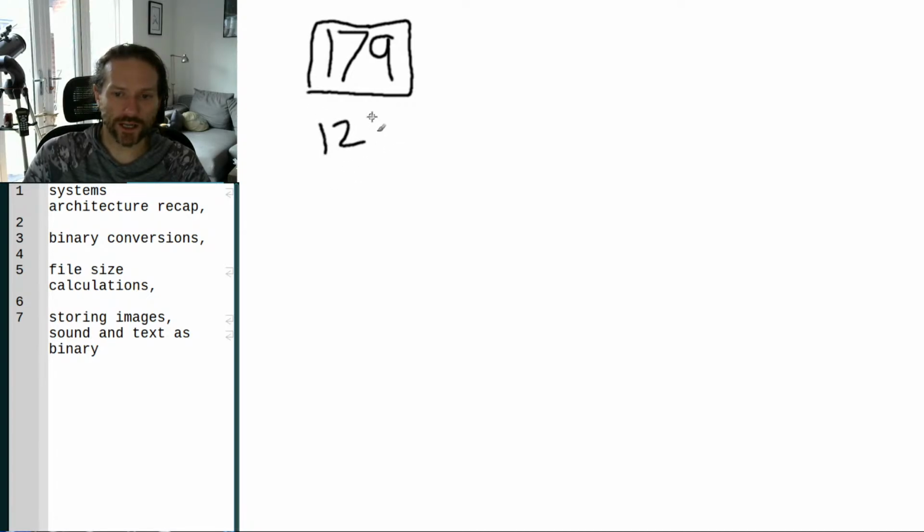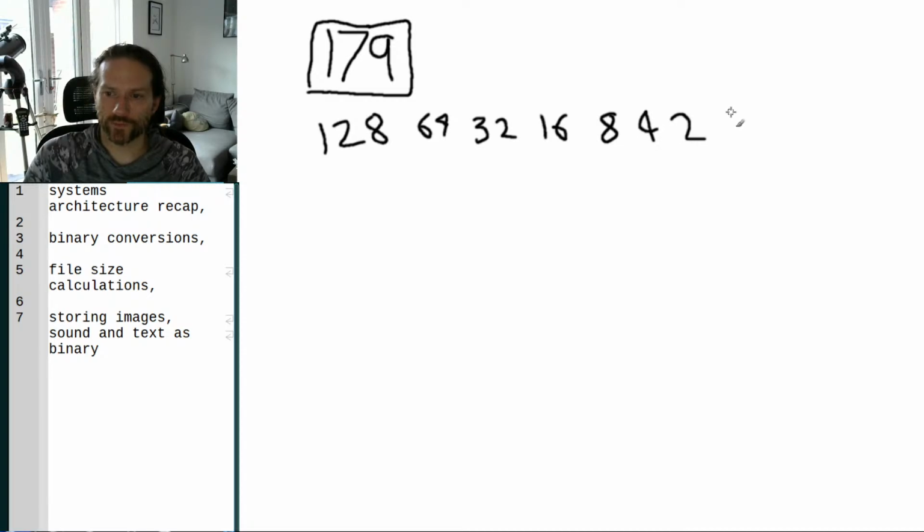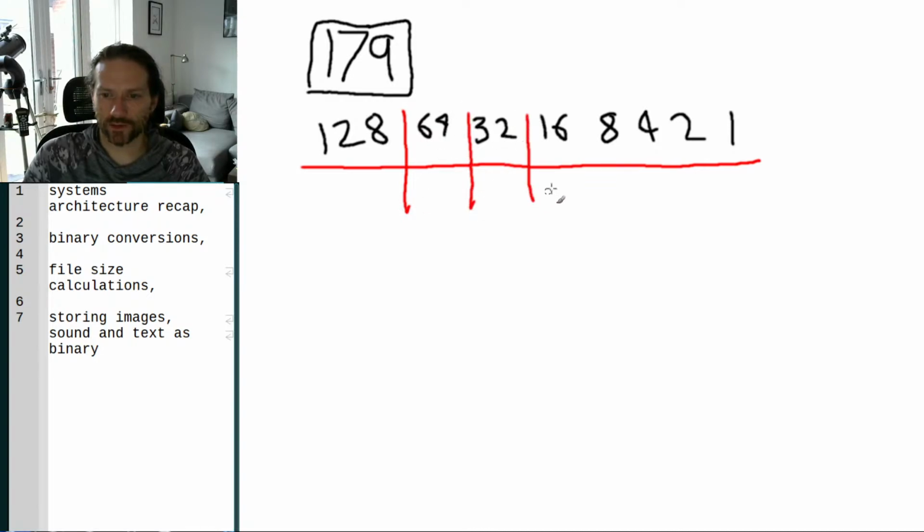We've got 128, we've got 64, 32, 16, 8, 4, 2, 1. Maybe I should draw the little grid in there as well. That looks a little bit neater this time. My skills are improving.